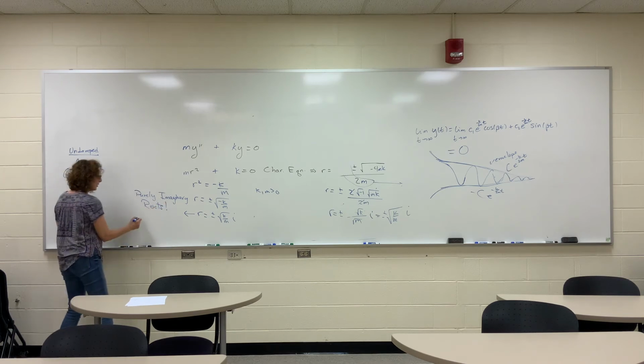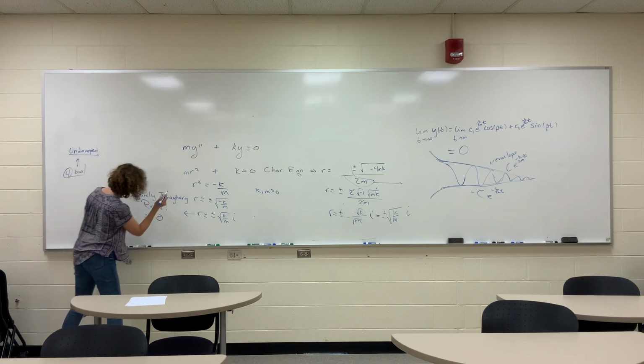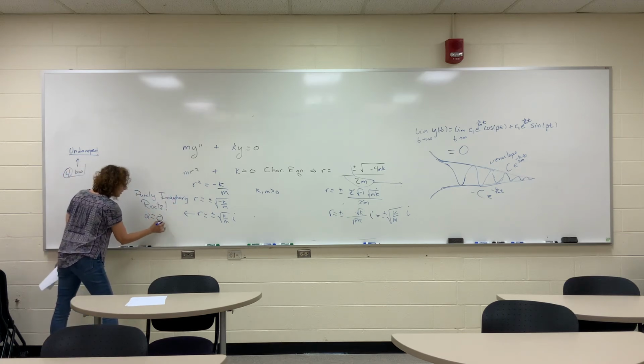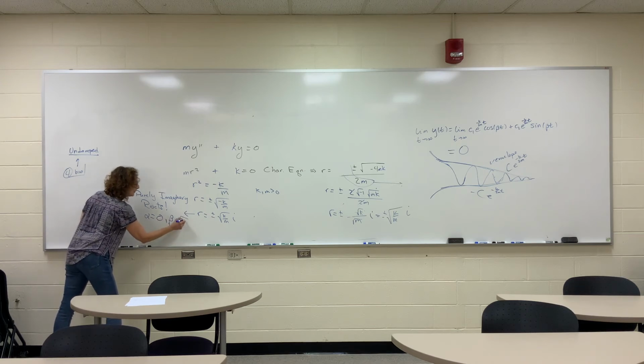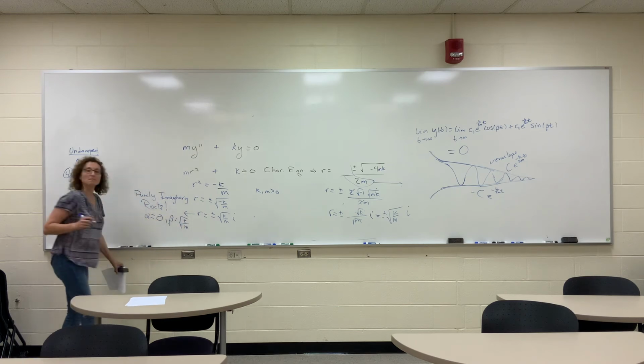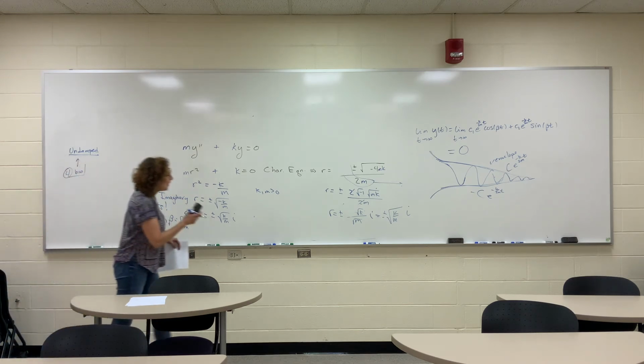Right? No real part. That means alpha is what? Good, 0, right? Oh, okay, I guess I still want that up there. Alpha is 0, and what is beta? Beta is the square root of k over m, right? Yeah? Awesome.